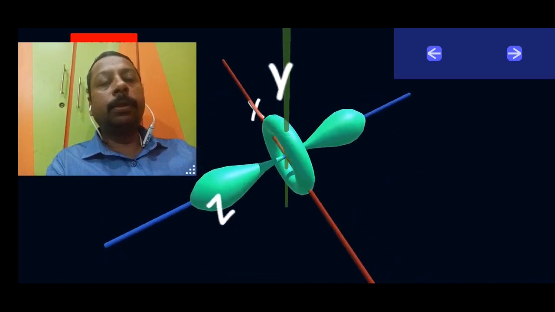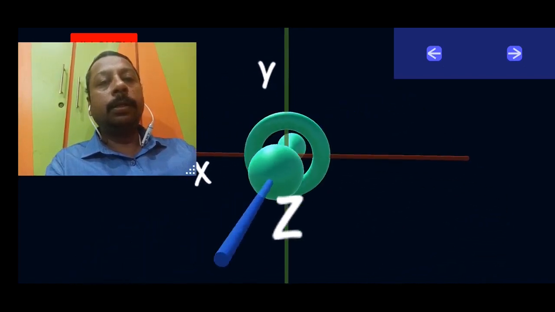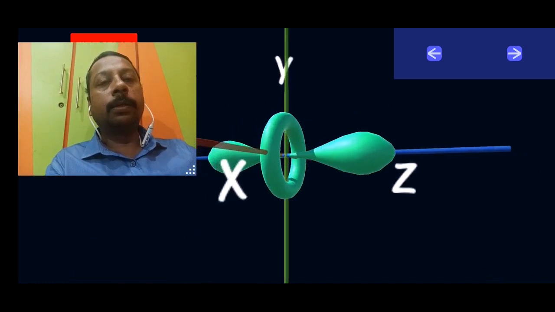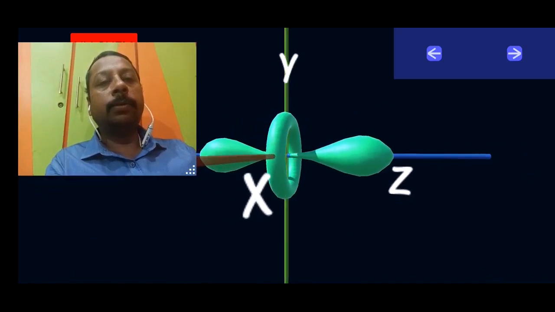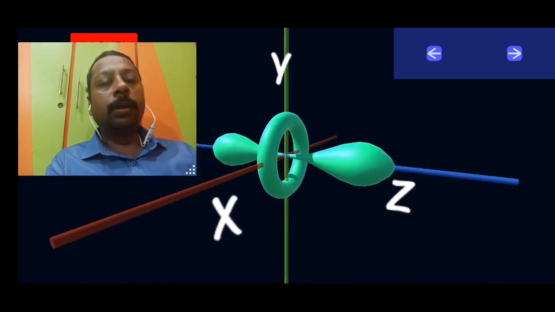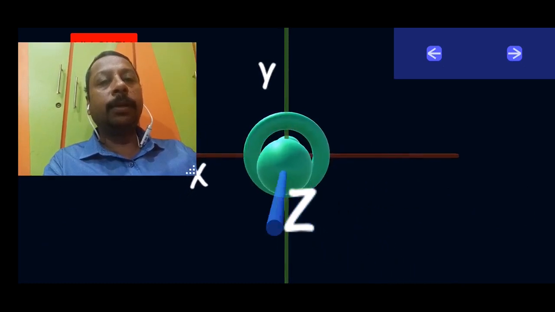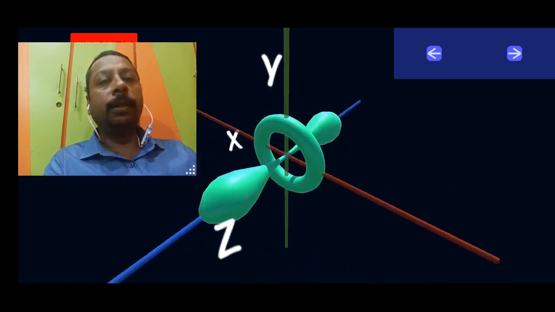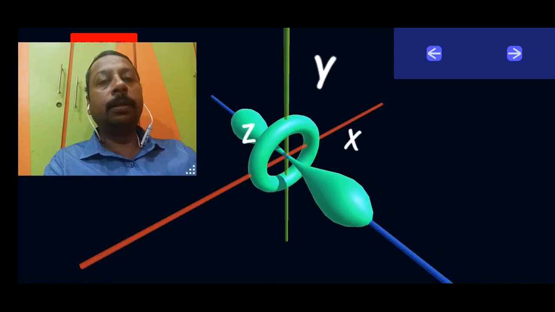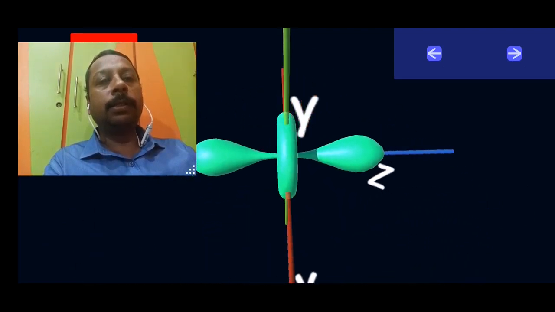Understood? So this is the dz square. Why z square? Because you can find the lobes are on which axis? Z axis. And since the lobes are on the z axis, it is dz square. You will find a honey loop, in which plane? XY plane. The honey loop is found in the XY plane, and the lobes are found on the Z axis.